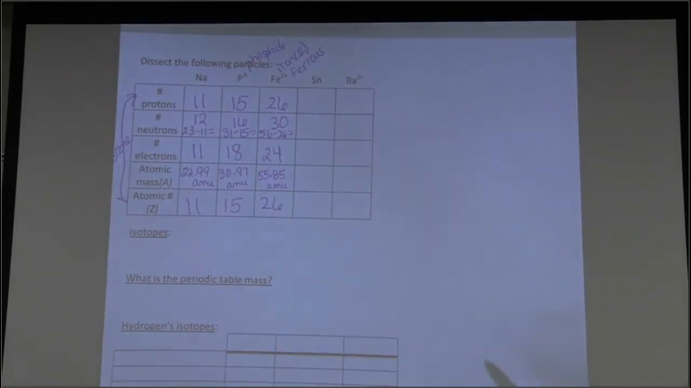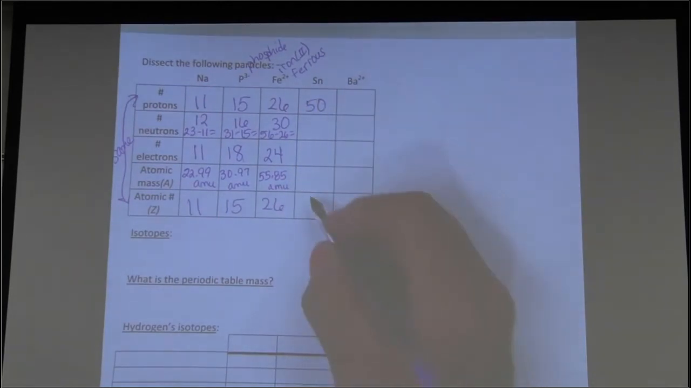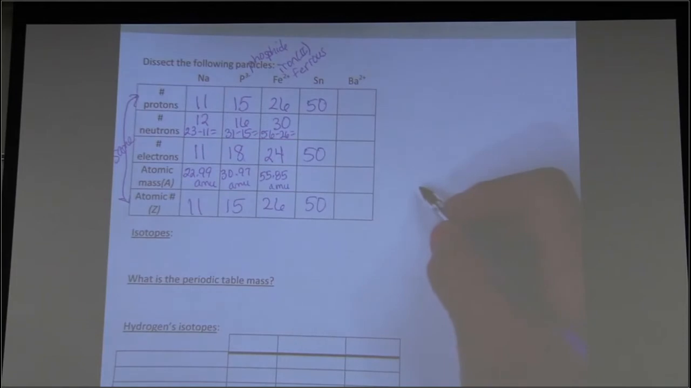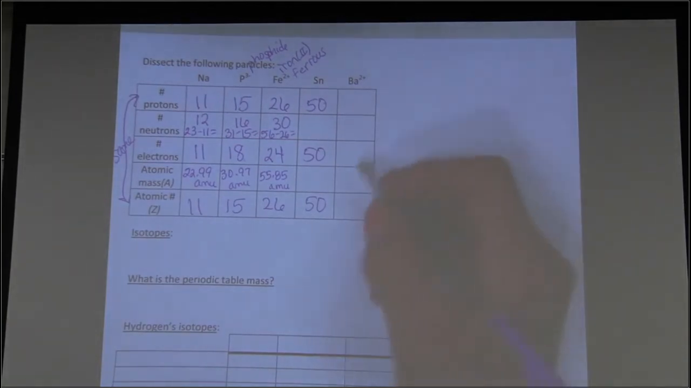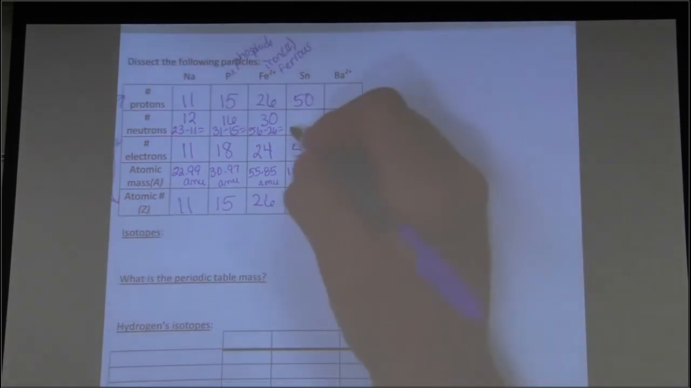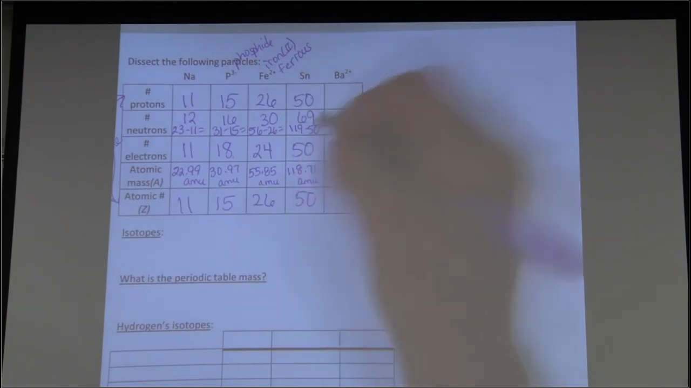All right, tell me about tin. 50 protons. What else is 50? Atomic number. And this time what? Electrons are also 50 because it's neutral. What's the atomic mass? 118.71 AMU. And then 119 minus 50 is 69. Good.